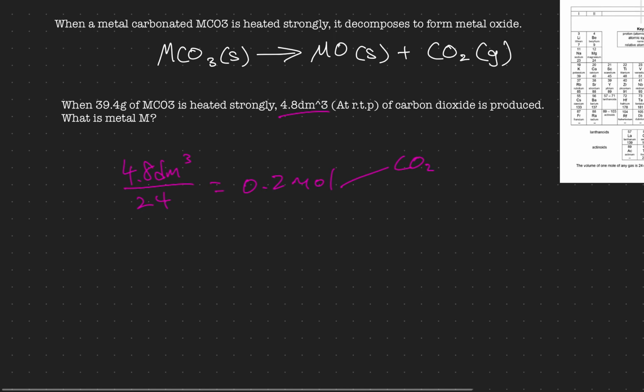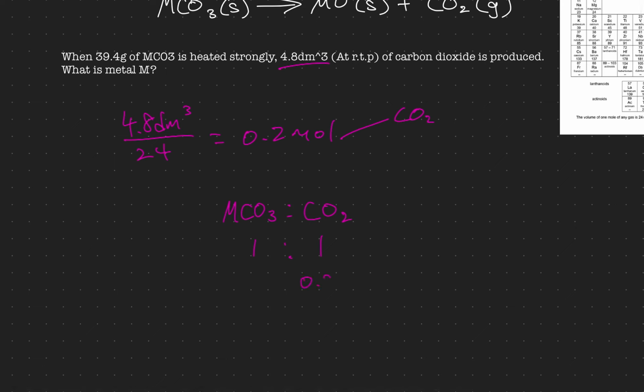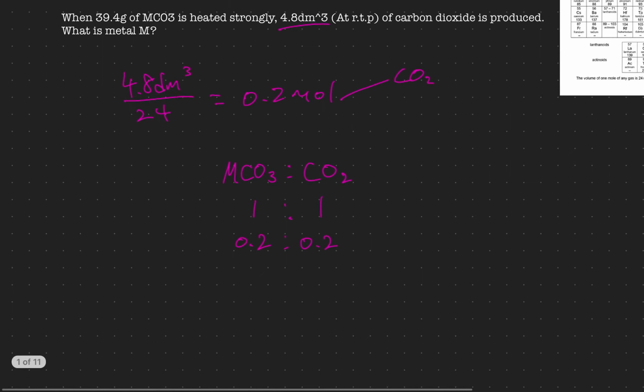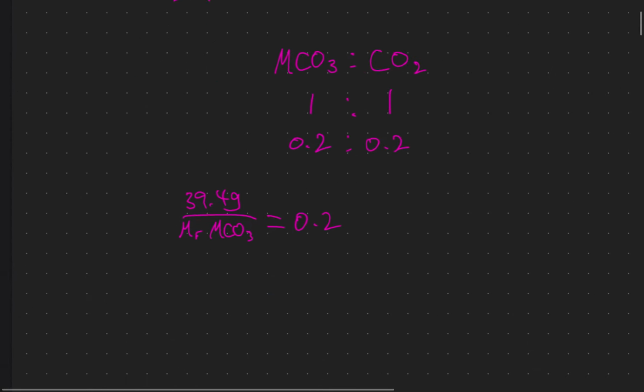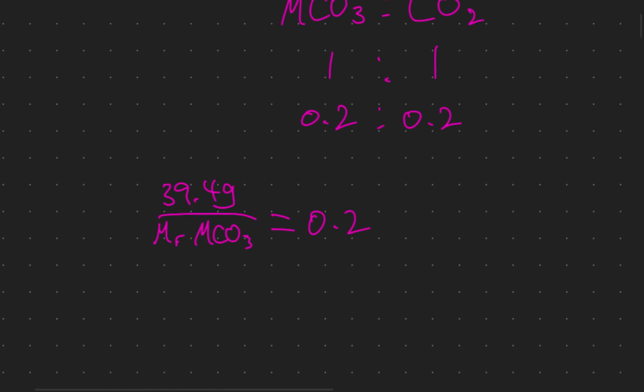So now we can compare carbon dioxide to MCO3. MCO3 compared to carbon dioxide, the ratio is 1 to 1. So if I have 0.2 moles of carbon dioxide coming out, then I'll have 0.2 moles of MCO3. And I do know that I used 39.4 grams of MCO3. So the known mass divided by the MR will give me 0.2 moles.